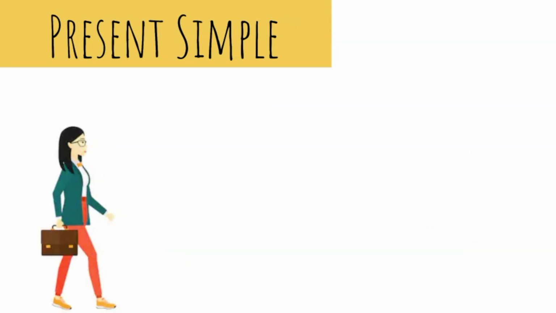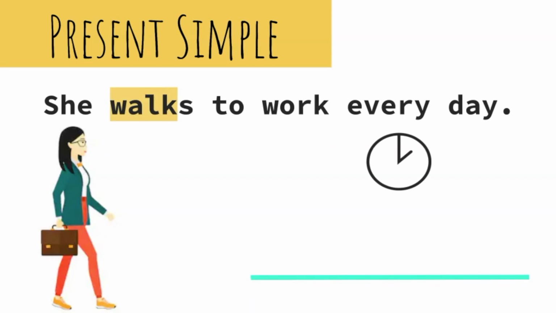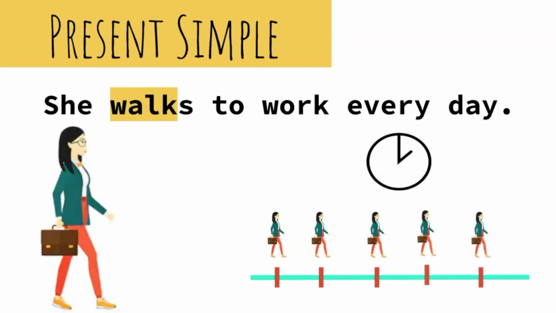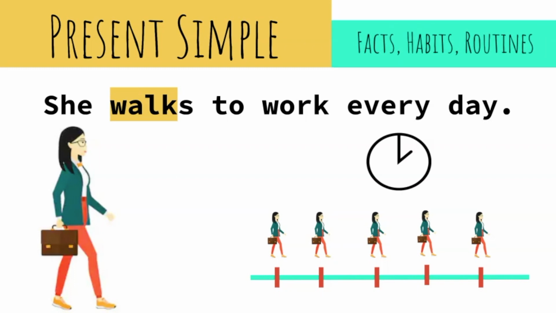Present simple. She walks to work every day. This action might not be happening right now, but it happens every day. It happens on Monday, Tuesday, Wednesday, Thursday, Friday. This is a fact, habit, and routine.